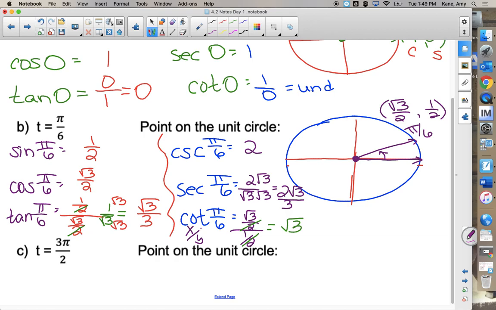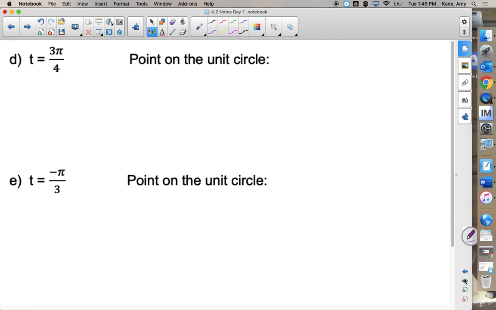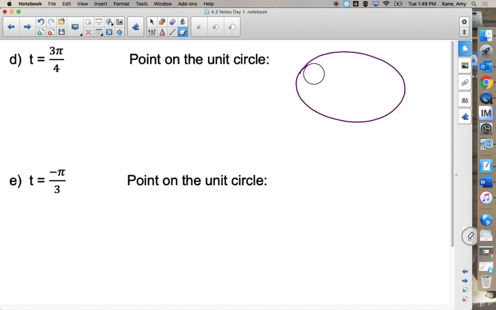So we're going to skip C, but we're going to go to D. I want to go to one that isn't in the first quadrant. So D says 3 pi over 4, and we haven't done an angle that has 4 on the bottom of it either. So now that I have a 3 pi over 4, the denominator is 4. 4 pieces of pi on the top, 4 pieces of pi on the bottom.